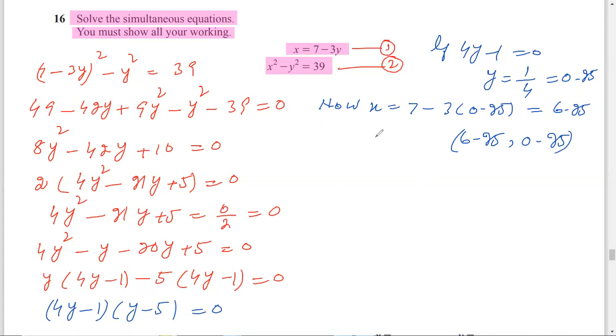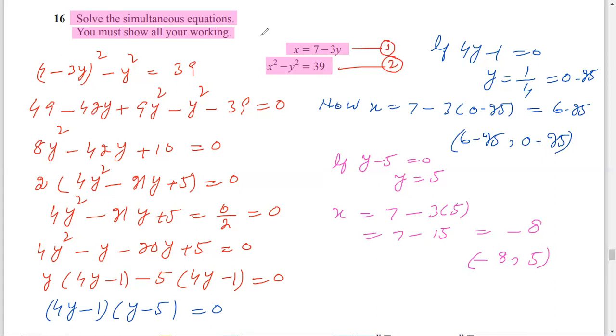If the second factor, that is y minus 5, is equal to 0, then y is equal to 5. Now to get the value of x, 7 minus 3 into 5, and 7 minus 15, that is negative 8. In this way, the second point is negative 8 and 5.